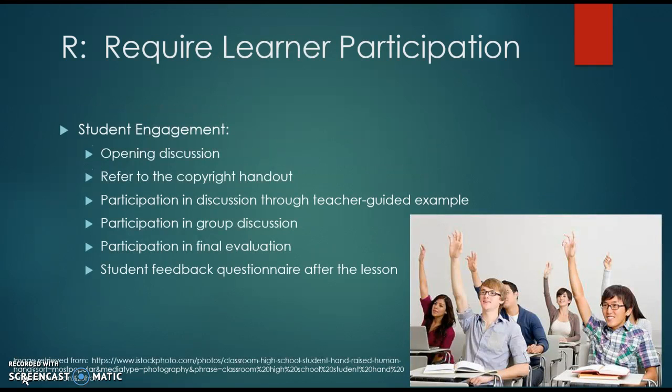The final step of the Assure model is for require learner participation. At the beginning of this lesson, we discussed why copyright law is important and how it is relevant to our lives as students and outside the classroom. Students were asked to refer to their handout for support throughout the presentation. Students were asked to participate in discussions in a whole group setting, first with the teacher-guided example, and then in a group setting for additional practice.